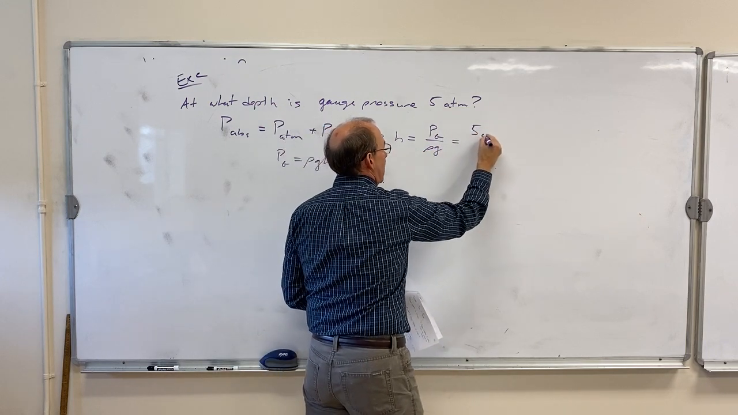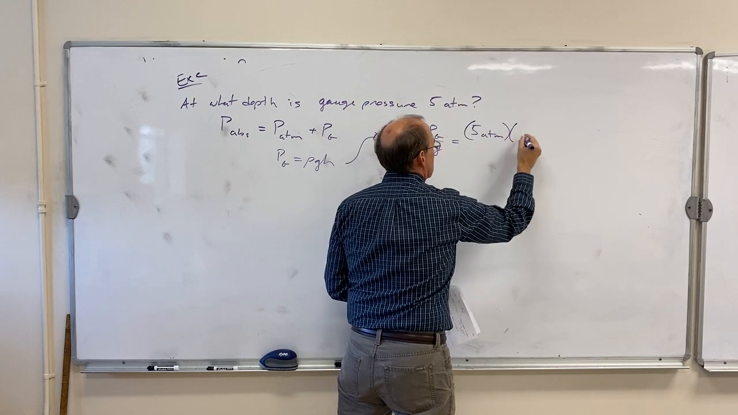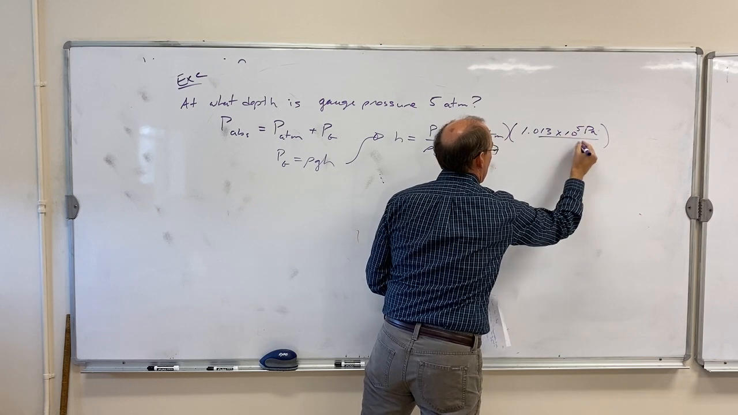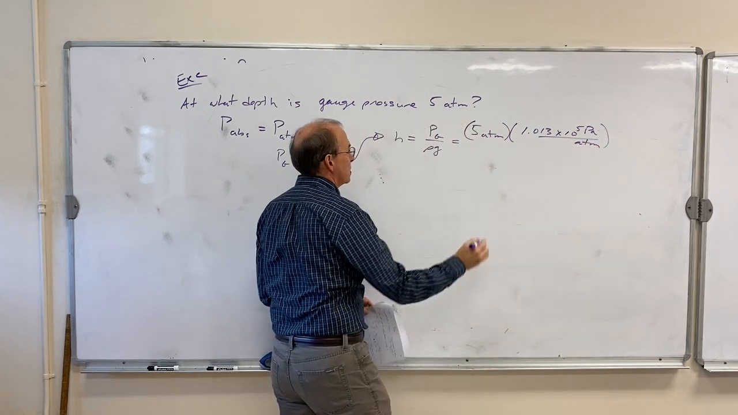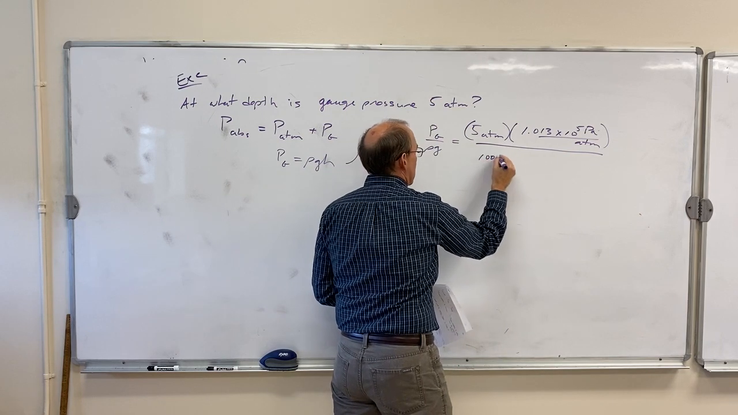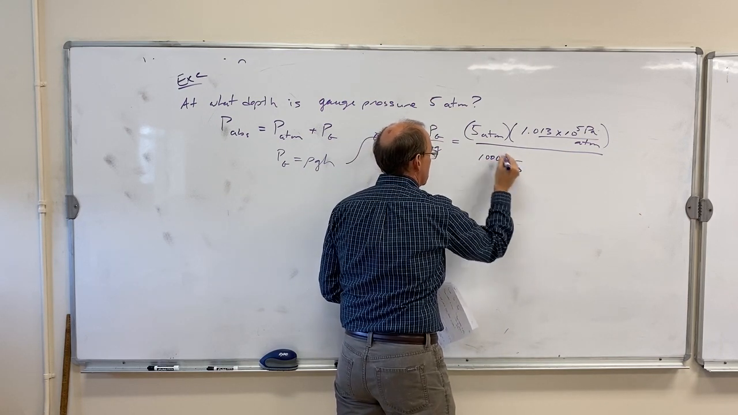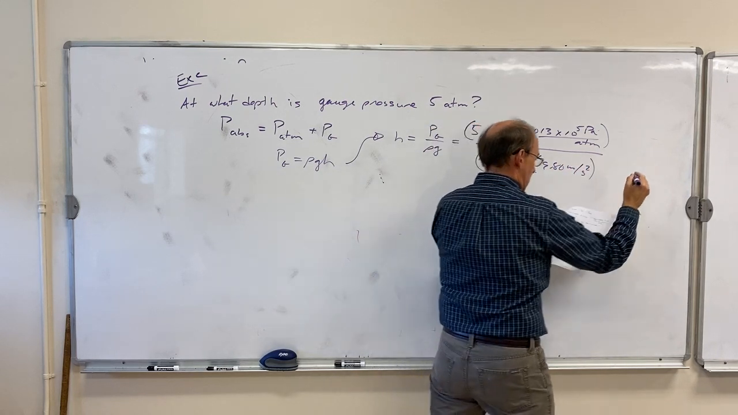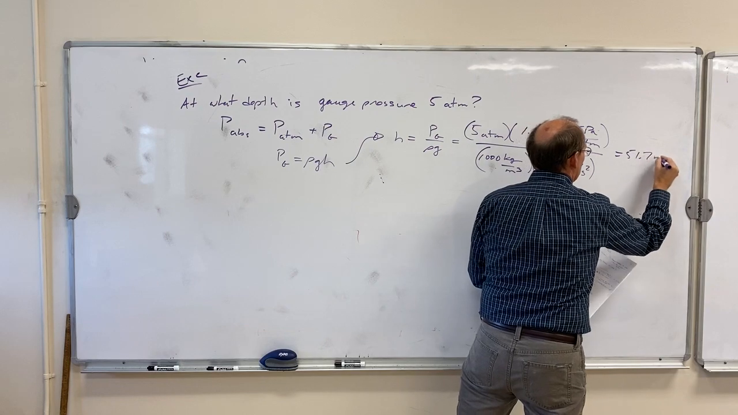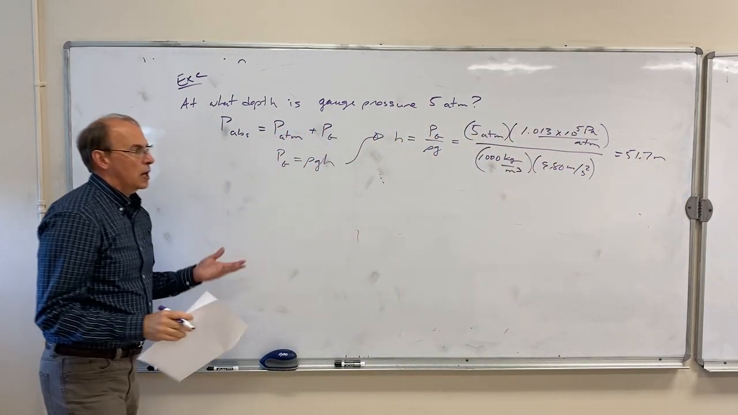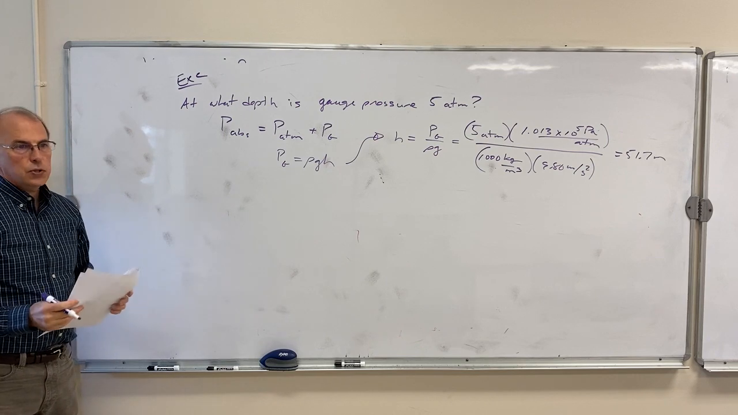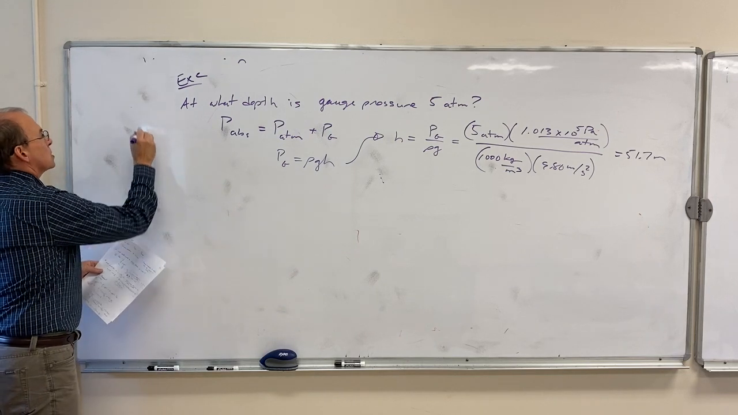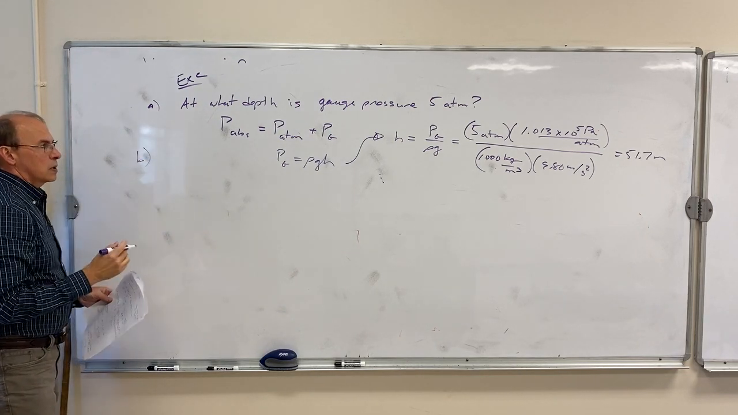So that's 5 atmospheres times 1.013 times 10 to the 5th Pascal per atmosphere to make our units work out, over 1,000 kilograms per cubic meter times 9.8 meters per second squared. That gives me 51.7 meters. So that says if you go down 52 meters, the gauge pressure is 5 atmospheres. So that's part A. Part B for this, what good does it do to know that?